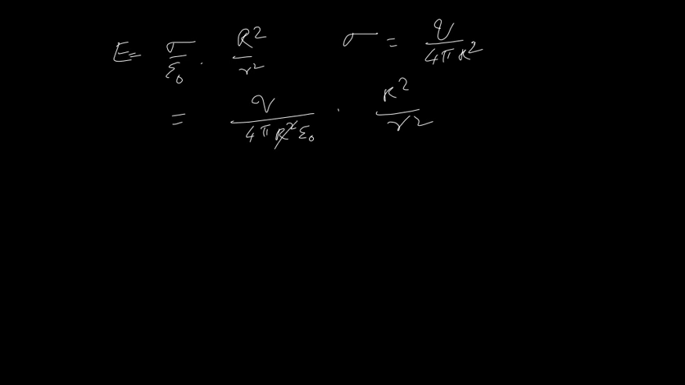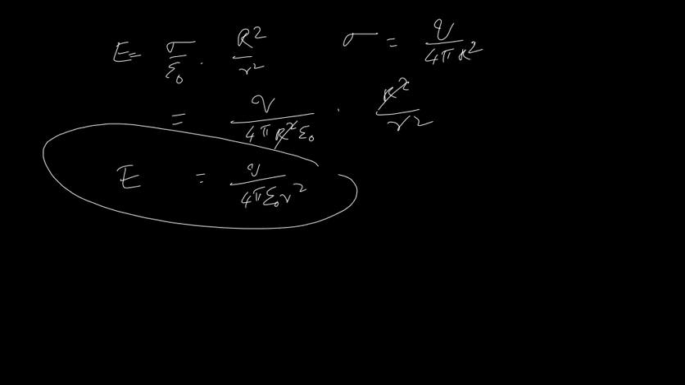So this R square gets cancelled. Okay, so you will have that equal to q by 4 pi epsilon naught r square. Got it? So this is the field outside the shell, considering this capital R. This is the field outside.